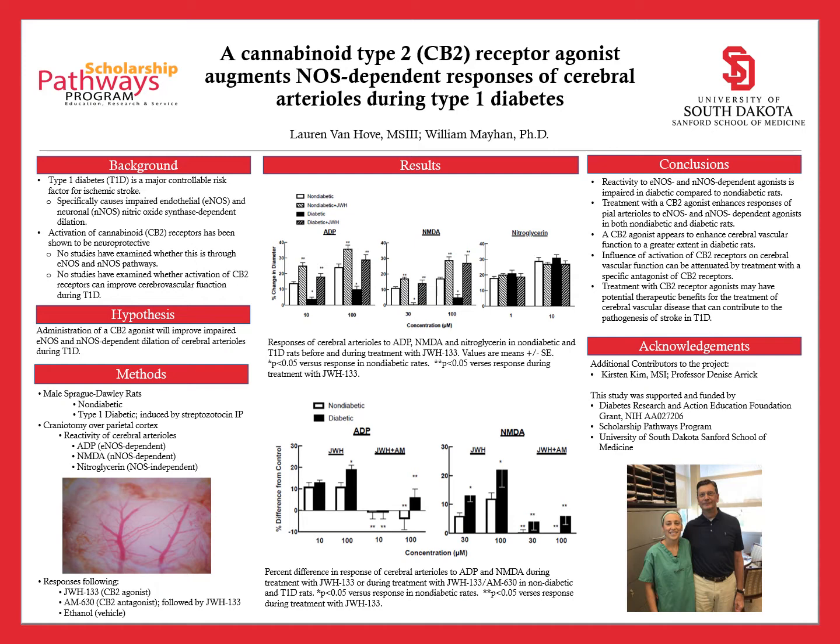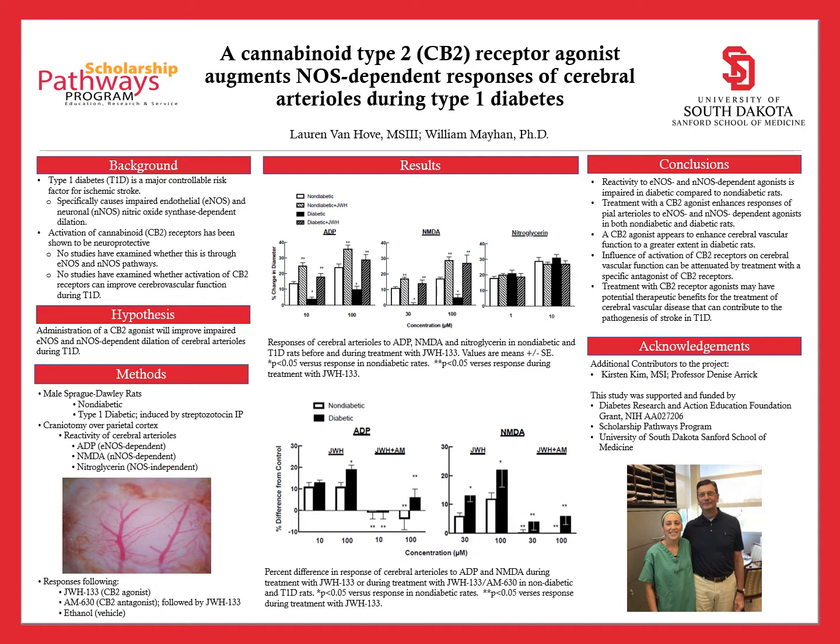For our experiment, we used male Sprague-Dawley rats and created two groups, a non-diabetic group and a type 1 diabetic group. We induced type 1 diabetes in the diabetic group through injection of streptozotocin, which damages pancreatic beta cells, resulting in hypoinsulinemia. 12 to 14 weeks after injection, we began our studies.